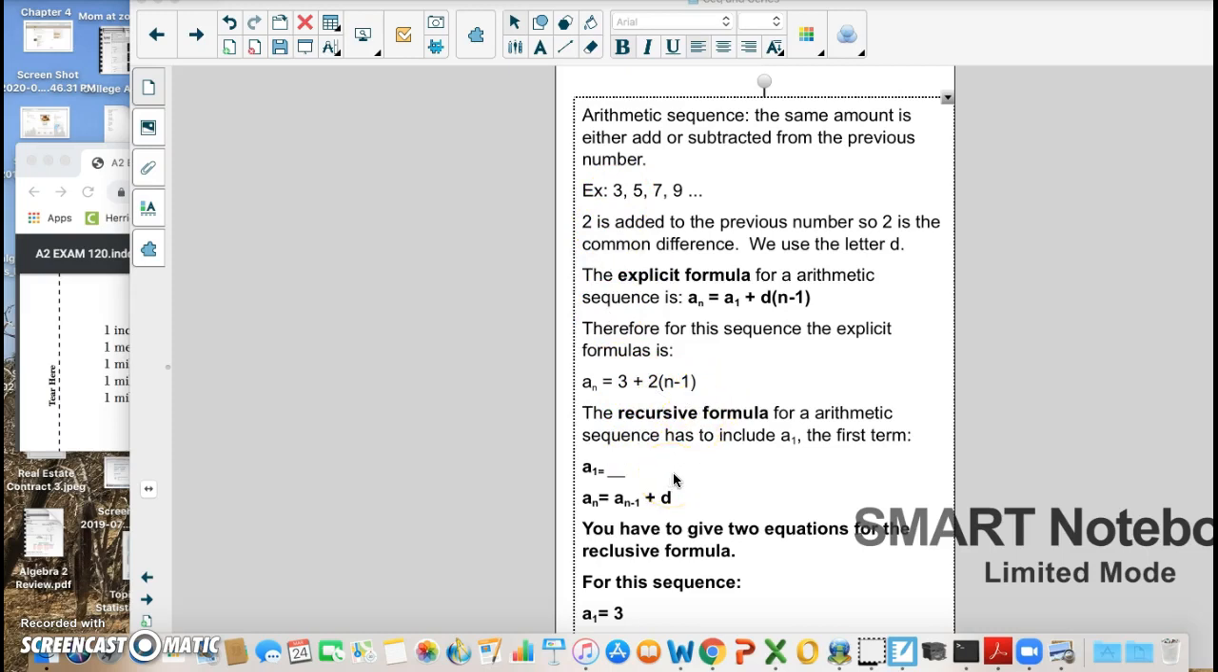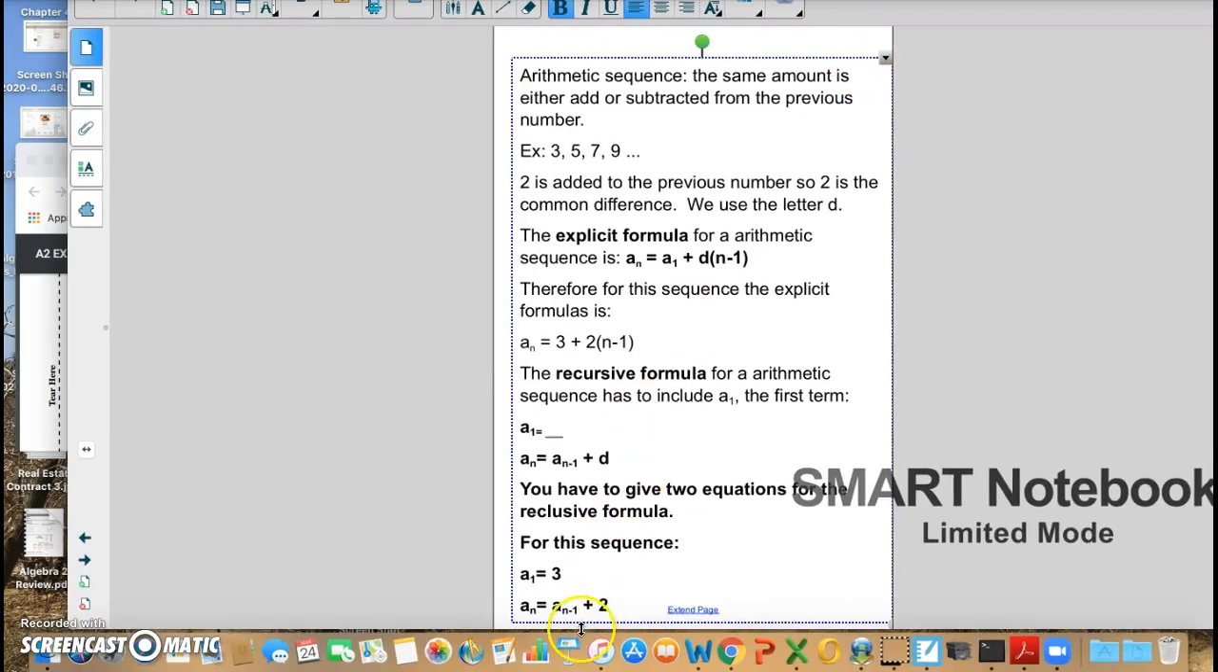The recursive formula for the arithmetic sequence has to include a sub 1. So you tell me what the first term is, and then you write the second equation. You have to have two equations for the recursive formula. For this sequence, it would be a sub 1 equals 3, a sub n equals a sub n minus 1 plus 2.